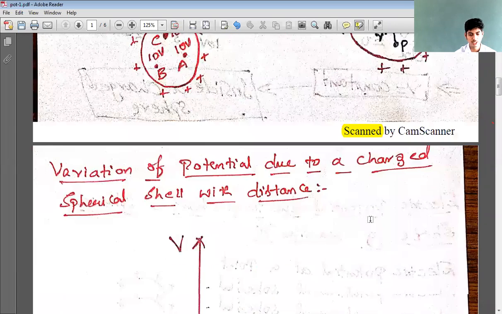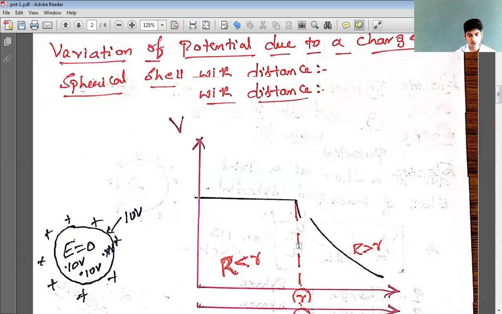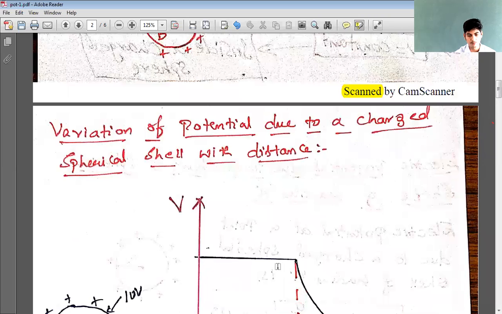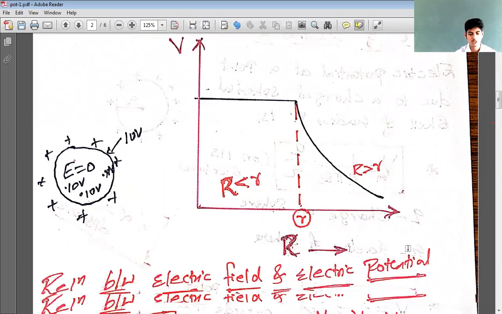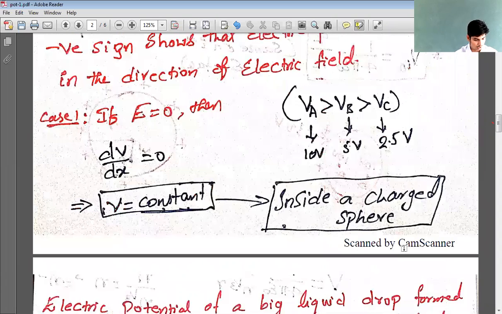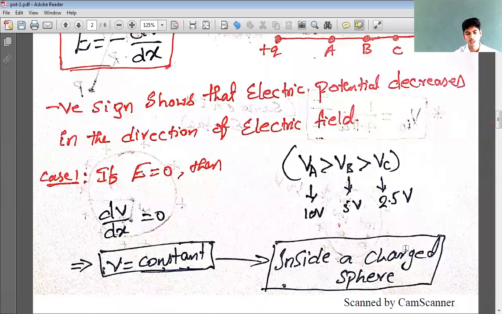ಈ graphical variation clear ಅದ? ಯಾಕೆ capital R ಇಂದ small r ವರೆಗೂ straight line parallel to x axis ಬಂದಿದೆ ಗೊತ್ತಿರಬೇಕು. Potential in this region is remaining constant. Once distance becomes greater than radius, potential goes on decreasing, right? So this is regarding the relationship between electric field and electric potential and potential due to a spherical shell.